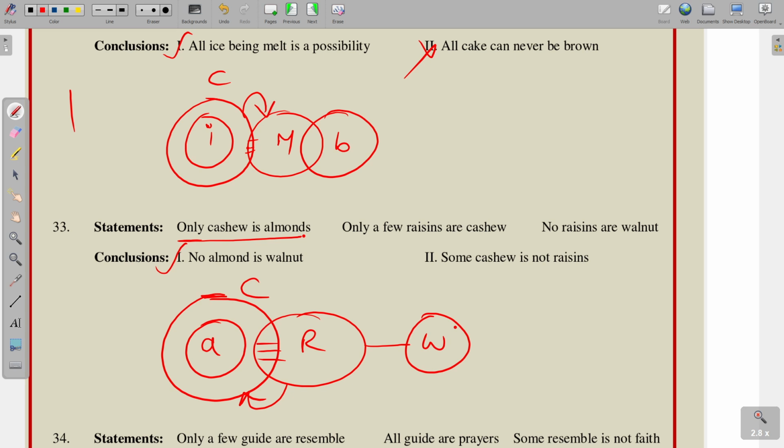So the second one, actually the second one also follows. So some cashew is not almond. Why? Because only cashew is almond, so this part is not rice. So the second one also follows. Option 5.